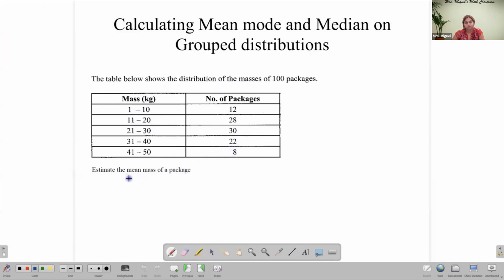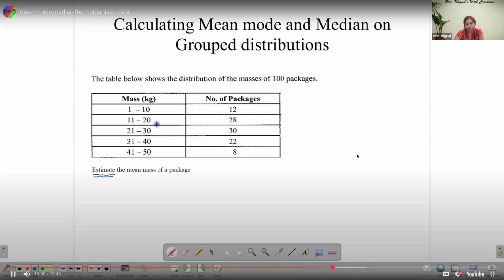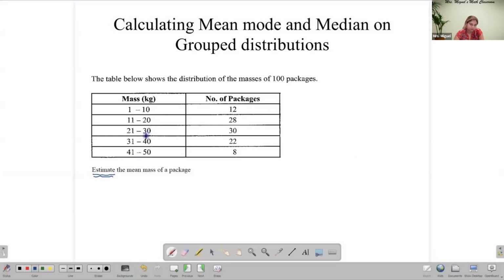So if you wanted to estimate the mean, it's important here to point out that it's an estimate. For your frequency distribution and for raw data, the mean that you find is the actual mean. But for these grouped distributions, when you find a mean, it's an estimate. The reason is the data is so grouped that you do not know. It says 12 numbers lie between 1 and 10, but we don't know what those 12 numbers are. They could all be 1s, they could all be 2s, they could all be 1.5s or 9.4s. We don't know what they are.